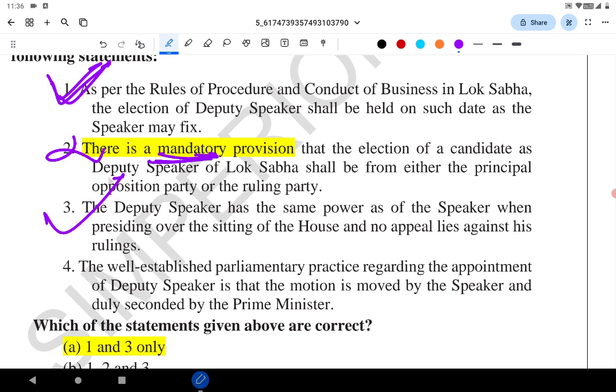Correct. The well-established parliamentary practice regarding the appointment of the Deputy Speaker is that the motion is moved by the Speaker and duly seconded by the Prime Minister. No. Please understand this: the Speaker doesn't move any motions. So the fourth statement is also wrong.